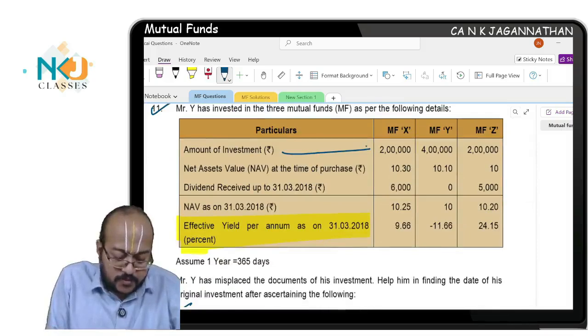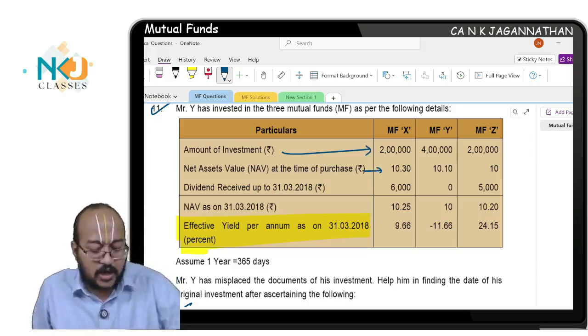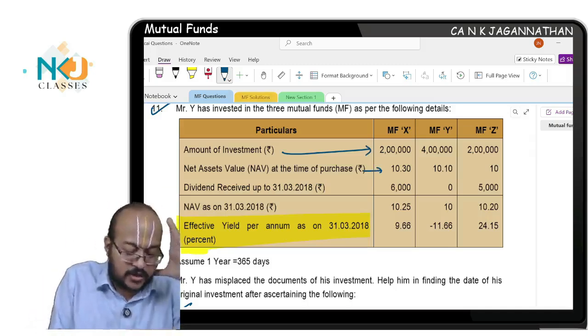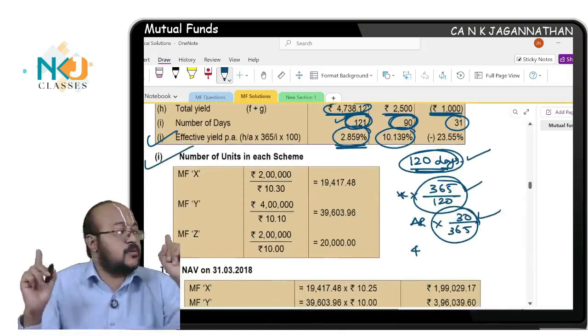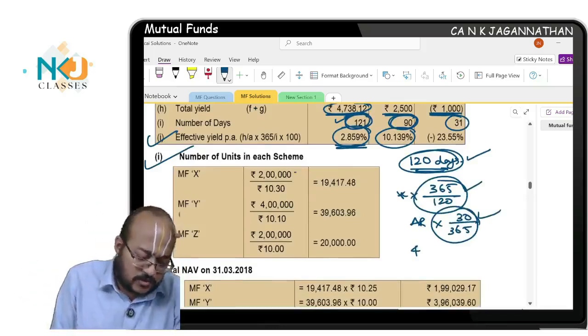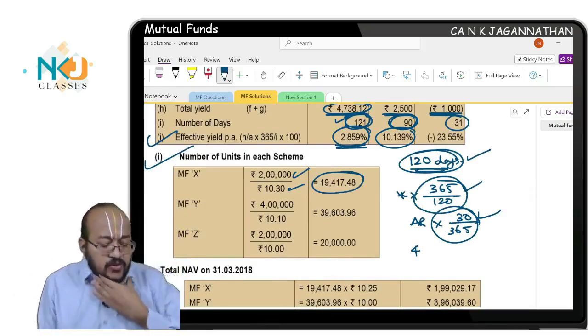See here, amount of investment given, net asset value at the time of purchase. Initially, how many units outstanding you will get? Agreed? See here, what is MFX? Number of units in each scheme. First step is the number of units. How to find? Very simple. Amount invested divided by opening NAV. You will get number of units in each scheme.